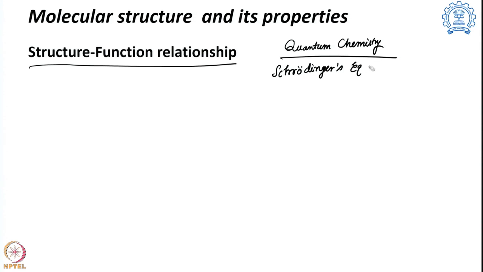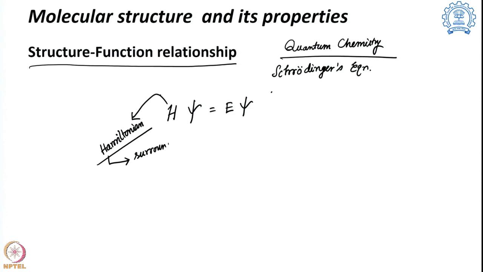And what is the Schrodinger equation? The Schrodinger equation says for this particular system, H psi equals E psi. We all know this equation, but what is the meaning of this equation? This term H, which is known as the Hamiltonian, is nothing but a term which defines our surrounding. We'll come into that a little bit later. Psi is known as the wave function, E is quite obviously the energy, and psi is the wave function again.